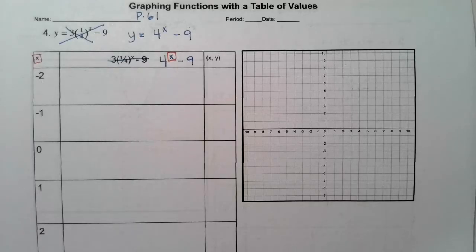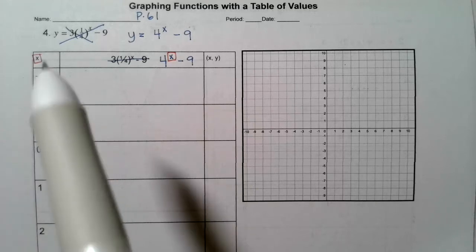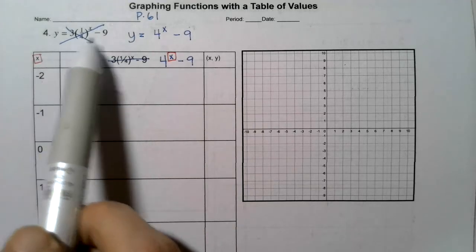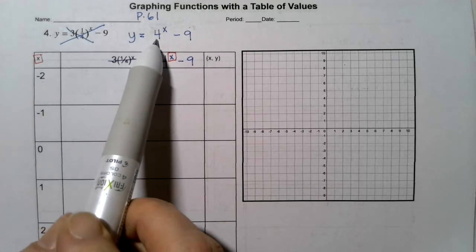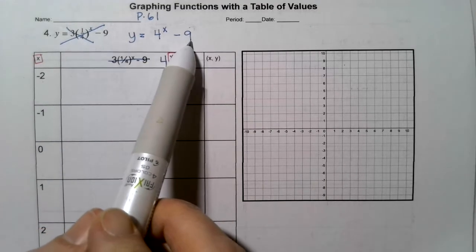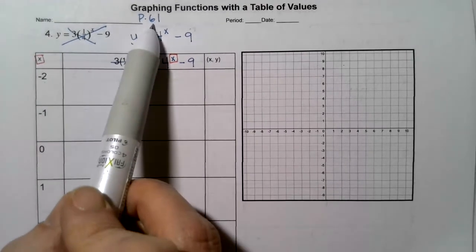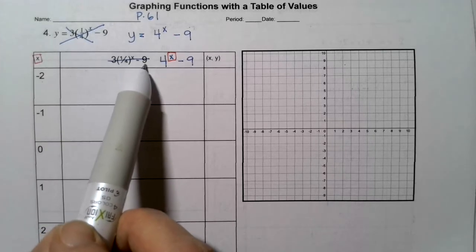We are looking at page 61 in your portfolio. So please turn to page 61. We are going to modify the given equation. Instead of what we had given, we're going to have y equals 4 to the x minus 9. Again, this is page 61. You can cross that off here.